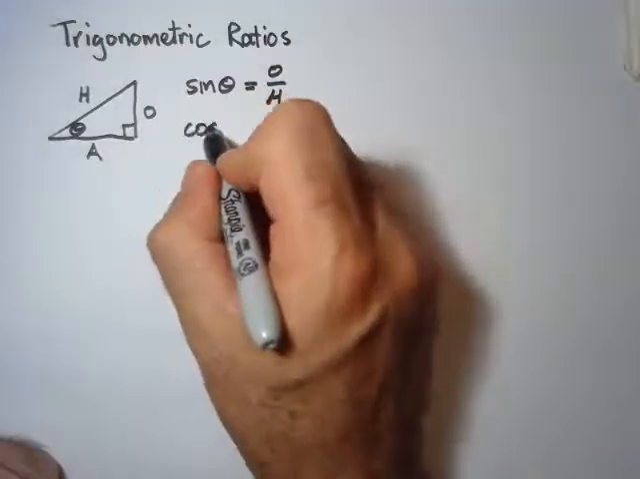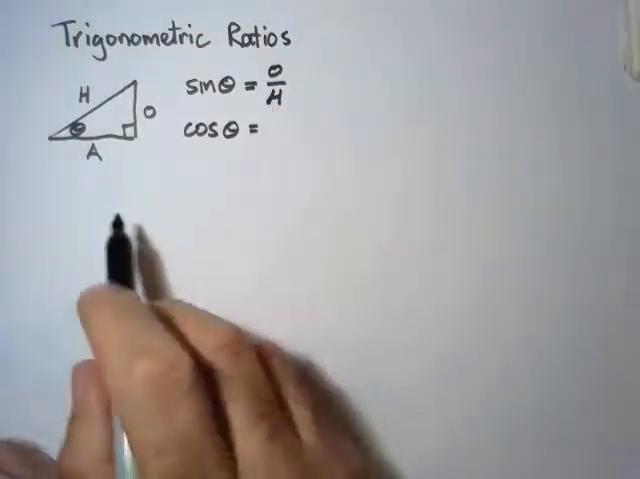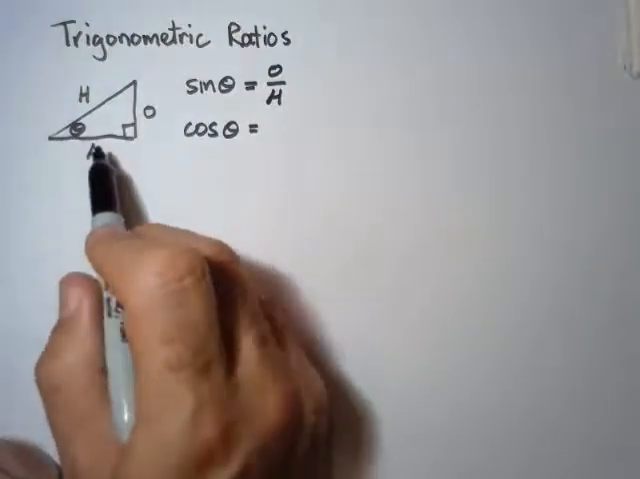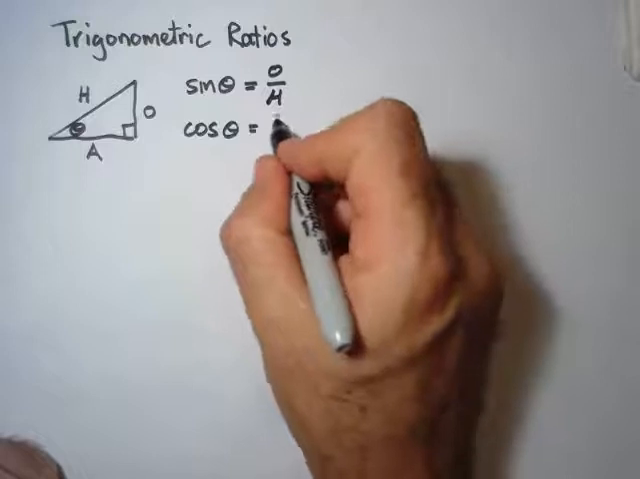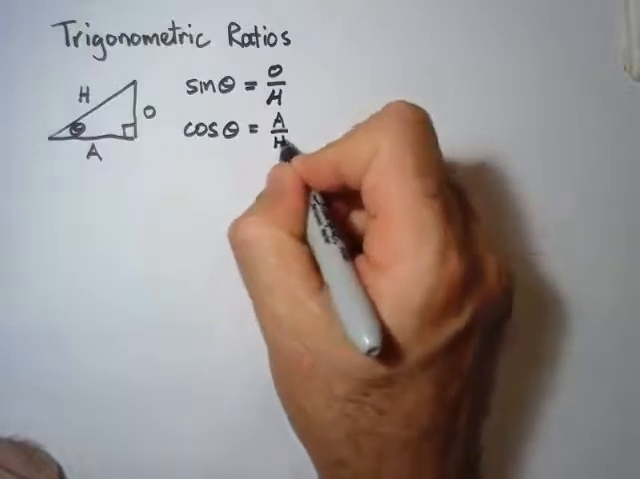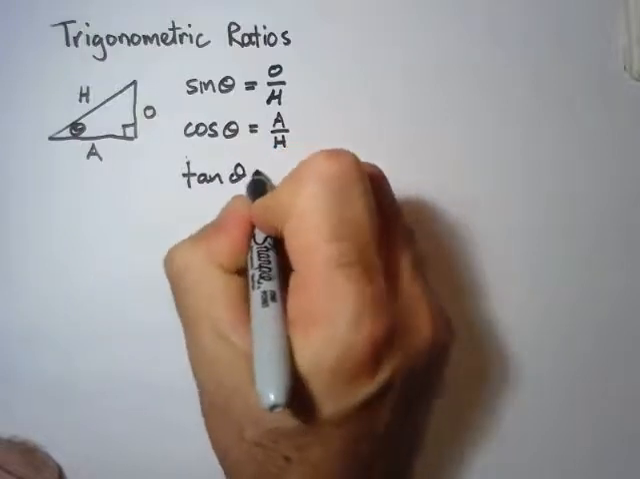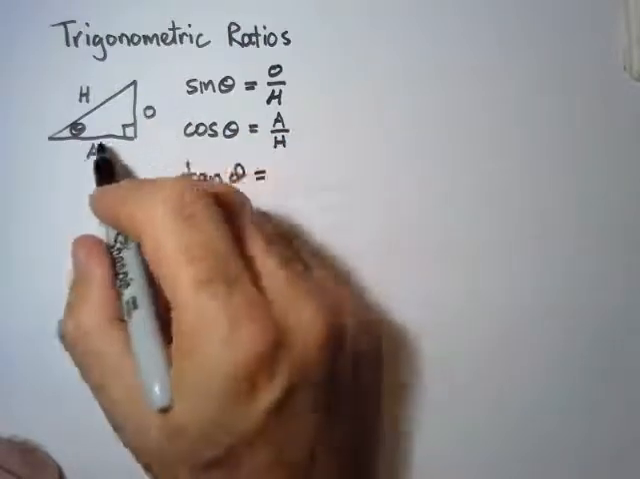The next one that we're going to do is the cos of theta, or actually the cosine of theta, which is the adjacent over hypotenuse. Adjacent over hypotenuse, and then the last one that we're going to do is the tangent of theta, which is the opposite over the adjacent.